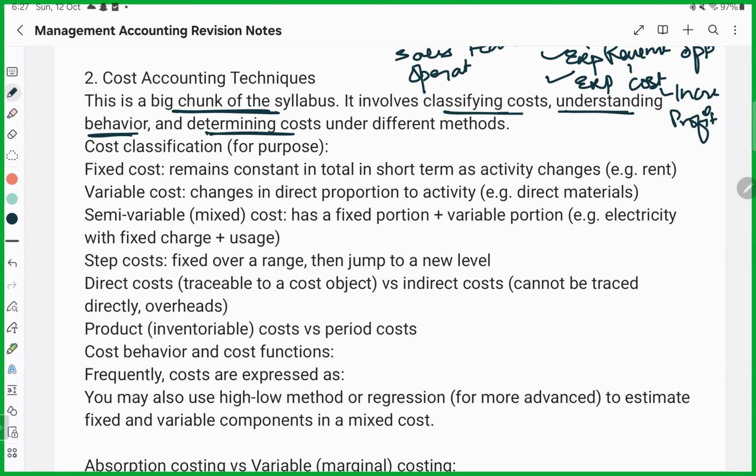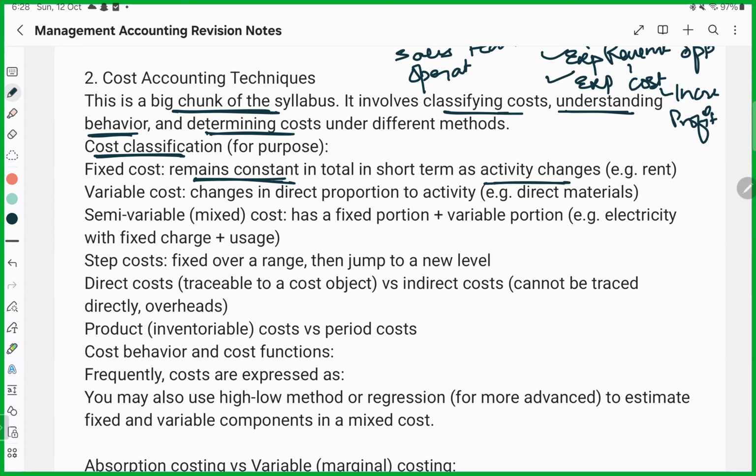Now, first look at the different types of cost which are there. So there are four, or I would say six, different types of costs. That is fixed cost, variable cost, semi-variable cost, direct cost, and indirect cost. What are the fixed costs? The fixed costs are the ones that do not change, or which remain constant.